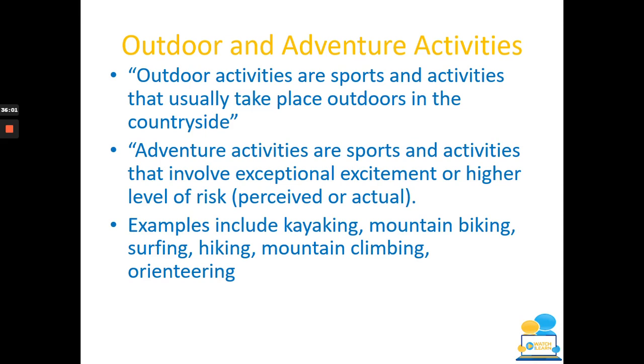The next physical activity concept we're going to discuss is outdoor and adventure activities. So outdoor activities are sports and activities that usually take place outdoors or in the countryside. So again, fairly simple. And then adventure activities are sports and activities that involve exceptional excitement or higher level of risk. Now, this may be perceived or actual. So again, there may be a very high level of risk. If we look at mountain climbing without a harness, that could be a very, very high level of risk. But again, a person may perceive orienteering to be a very high level of risk, whereas another person may not. So again, there's perceived and actual levels of risk with adventure activities.